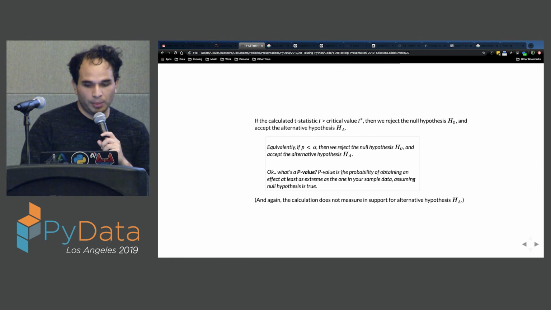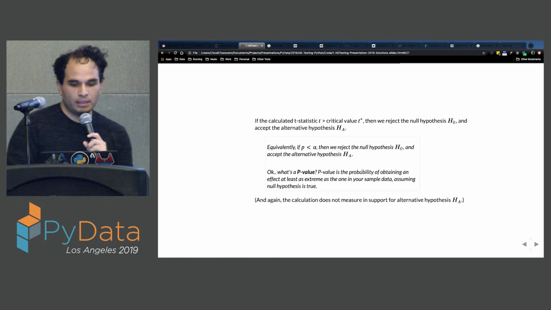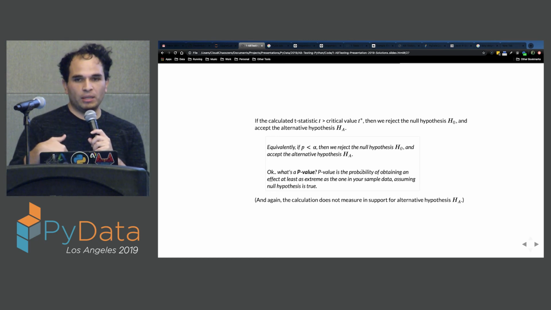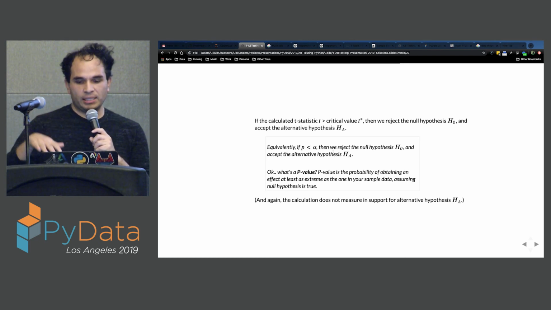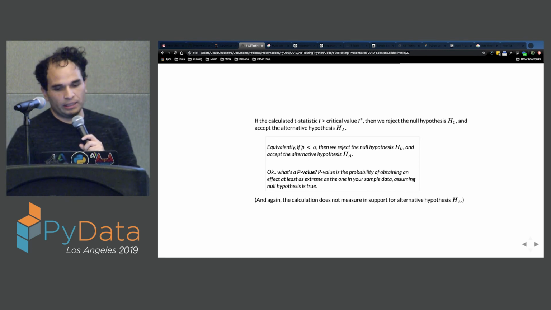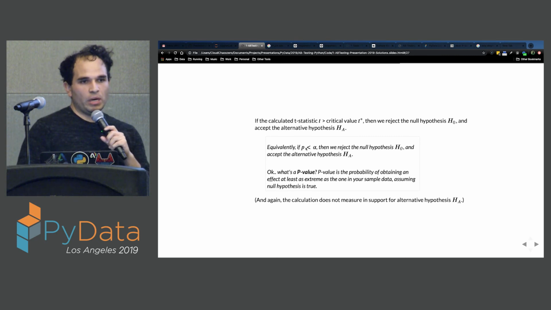And so this probability p-value is the probability of attaining an effect at least as extreme as the one you observe in the sample data, assuming, again, that the null hypothesis is true. And this is, again, one that's most highly utilized, but at the same time, a method for making decisions that can be abused as well.